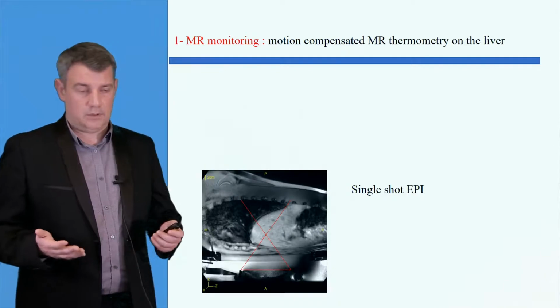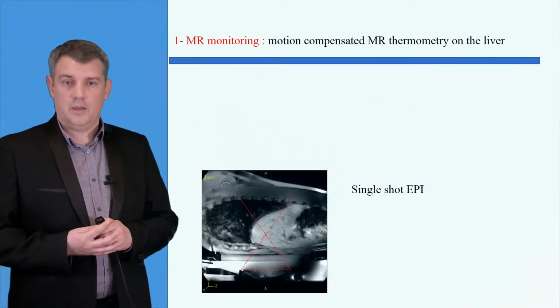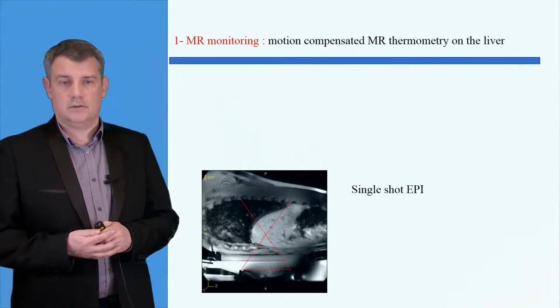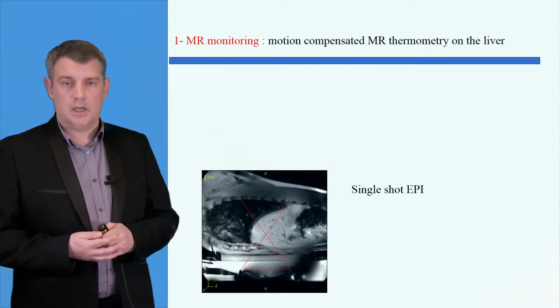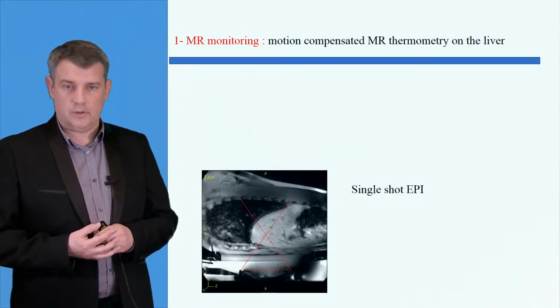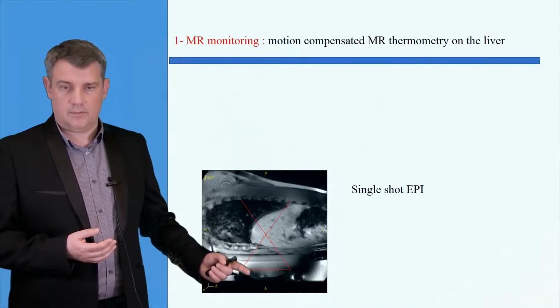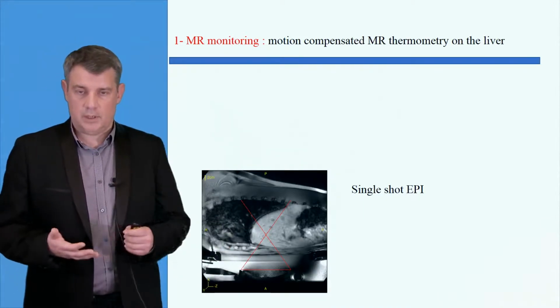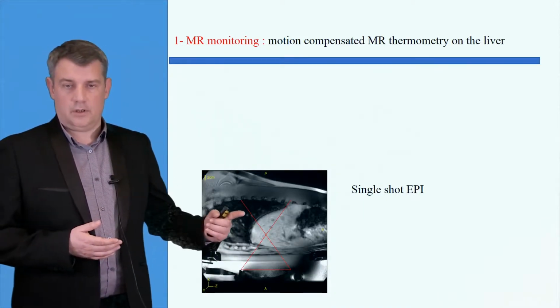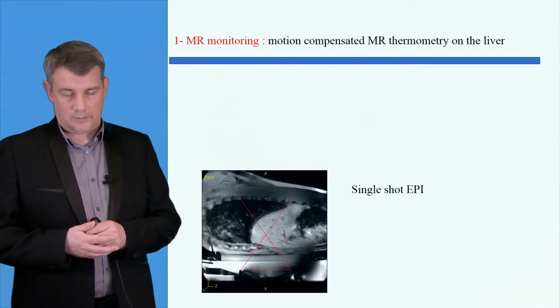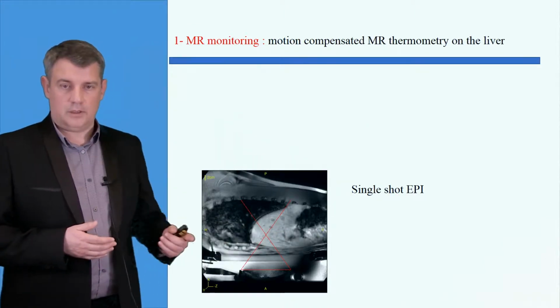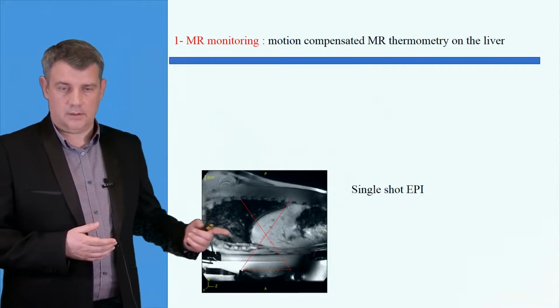So first, as I said before, I'm going to repeat everything, but we can use exactly the same method, single-shot EPI with parallel imaging. This is an example of an in vivo treatment using a HIFU system with a large animal. This is a pig. So here you have the lung, here the liver, and you can clearly see some parts of the heart here.